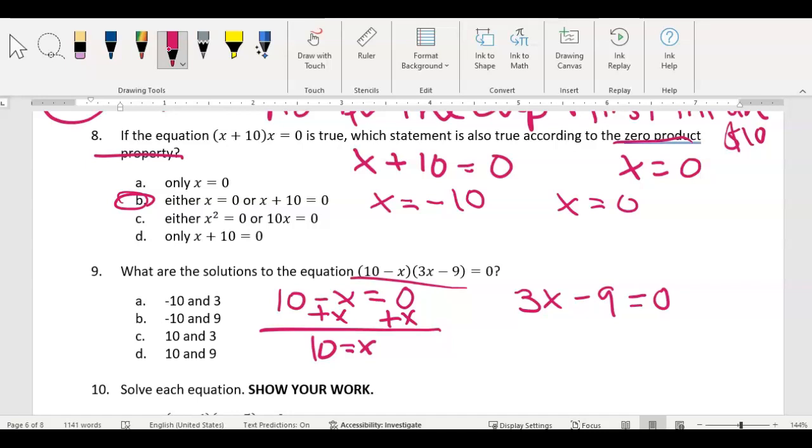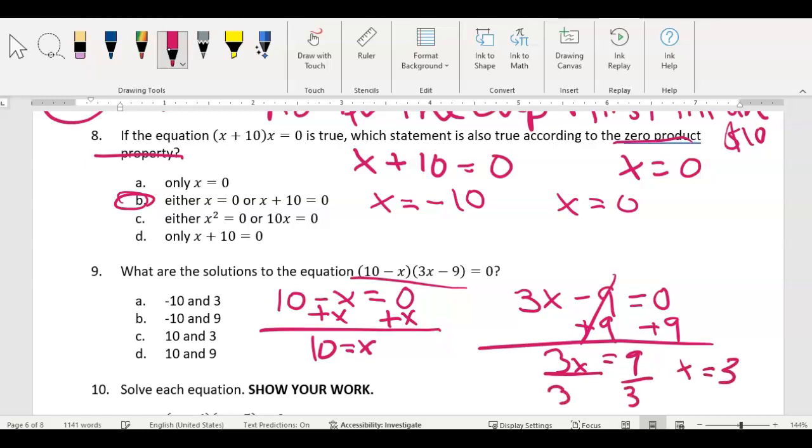All right, this one, inverse operations. I'm adding 9 first. I get 3x equals 9. Divide both sides by 3. X equals 3. So my two options are 10 and 3, which is letter C.